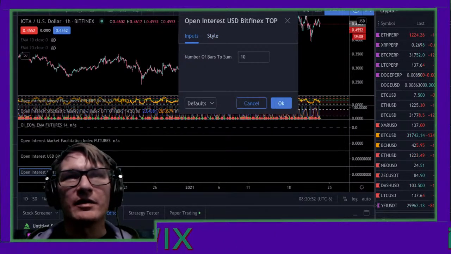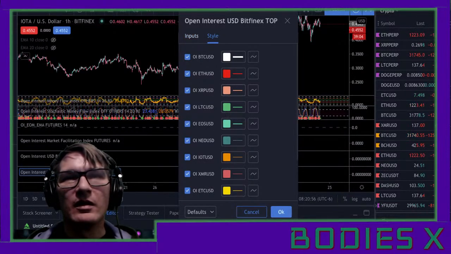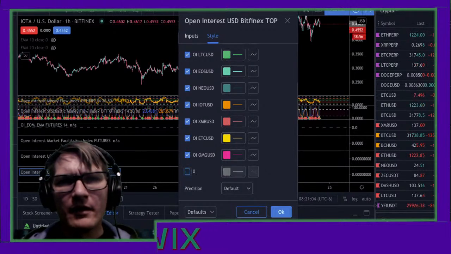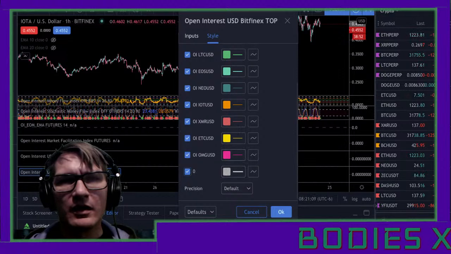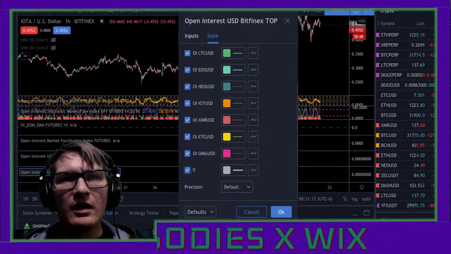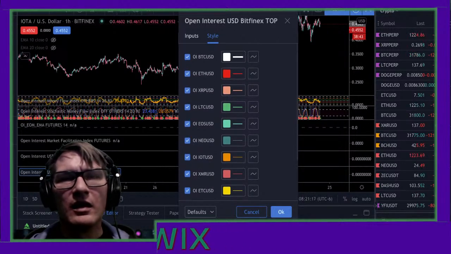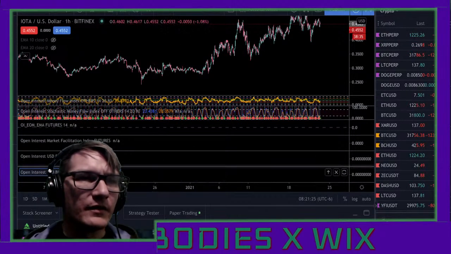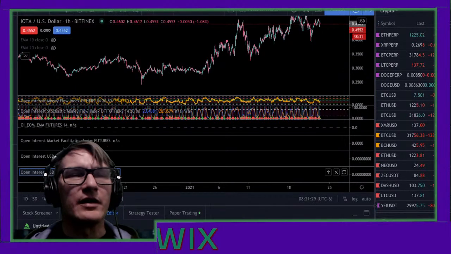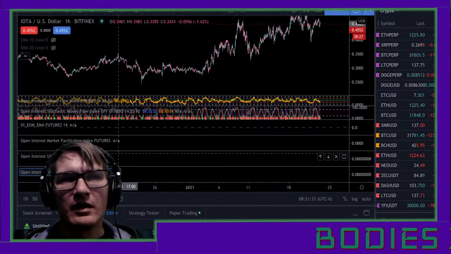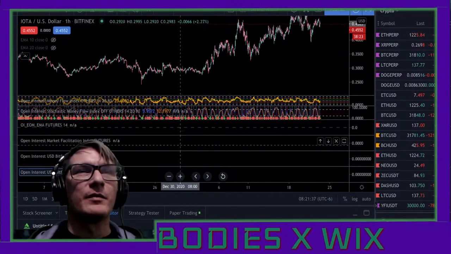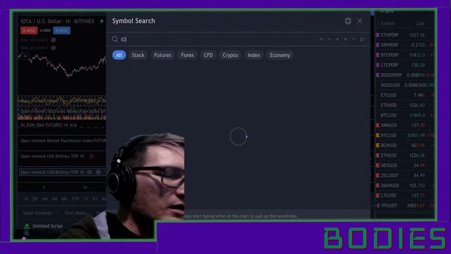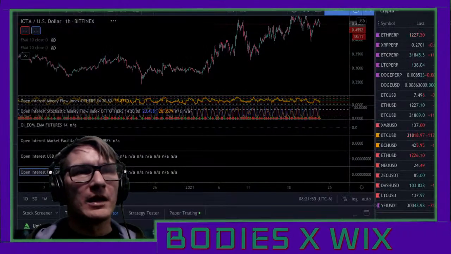I may message the user and ask him. Number of bars to sum. And then he has all these different cryptos. And nothing's coming up. I don't know why. Okay, so open interest, USD top 10. So it's talking about the top 10 in Bitfinex. Open interest, so probably their futures, I'm going to guess. So let's see if we can find IOTA perp. Aha. Now I bet it'll pop up.